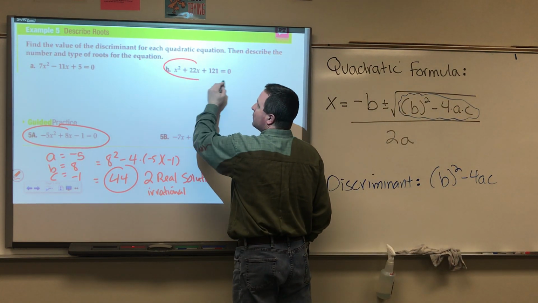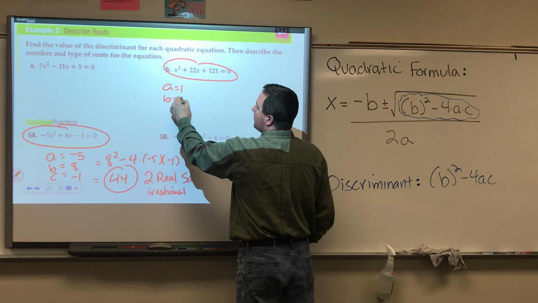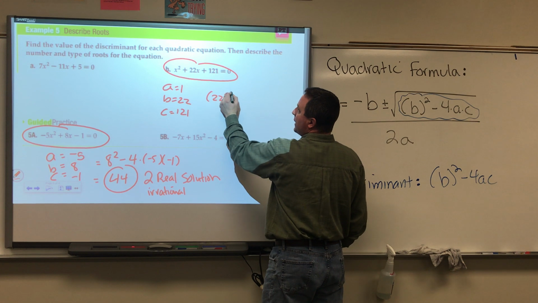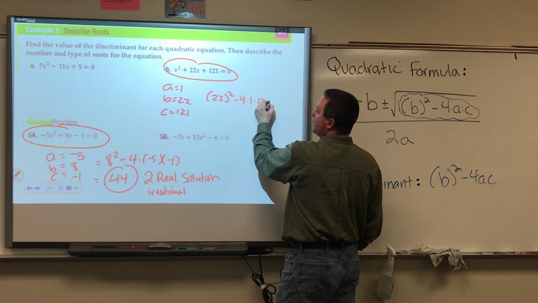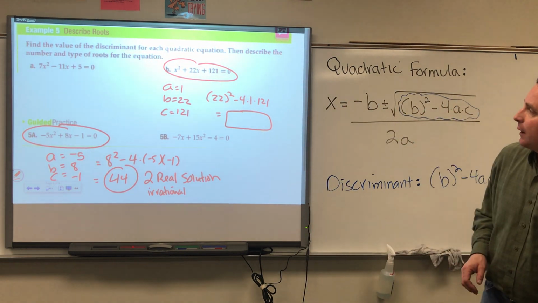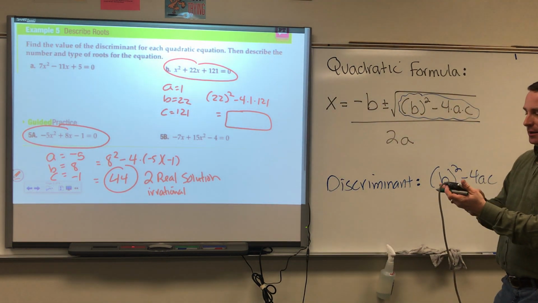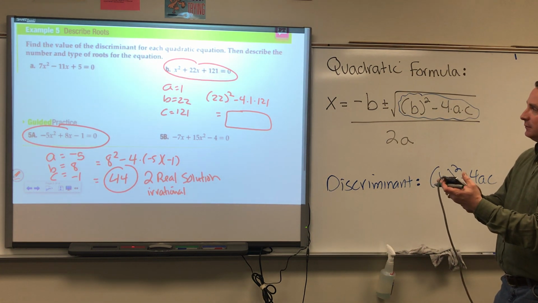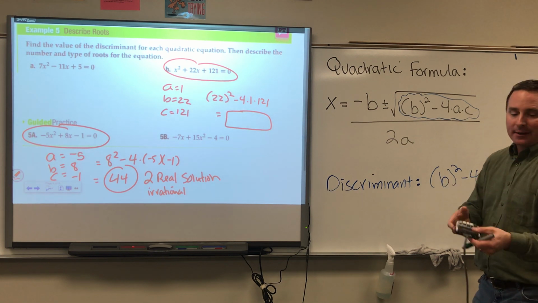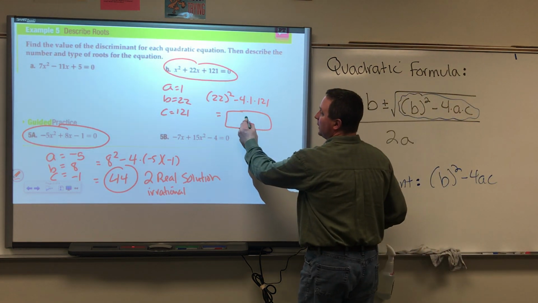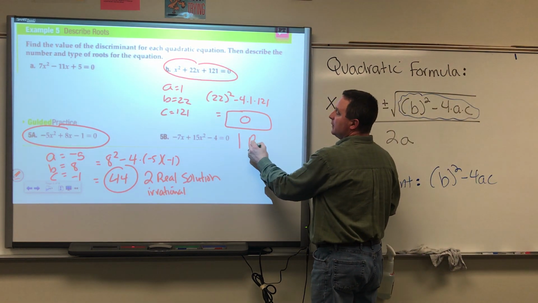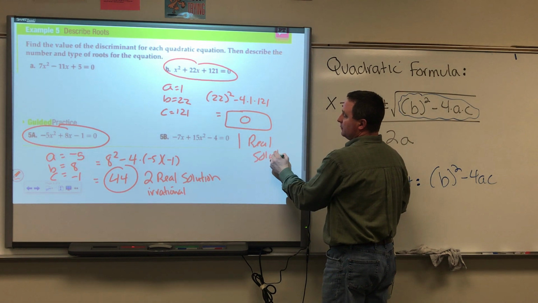Let's do this guy up here. Let's do one more. a is 1, b is 22, and c is 121. If I do my b squared minus 4ac, 22 squared minus 4 times 1 times 121, I'm going to get 0. This one's kind of a special one. If that discriminant is equal to 0, then it just has one real solution.